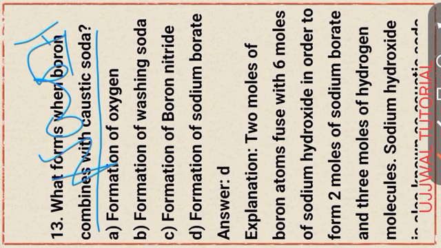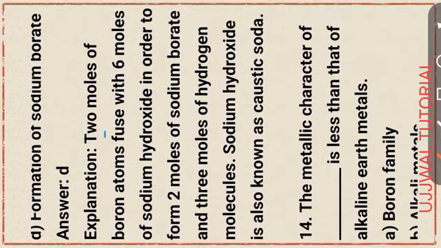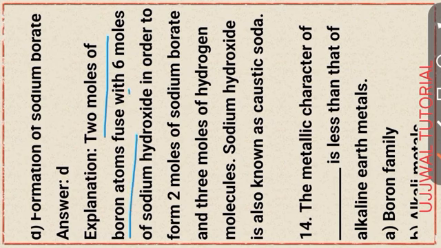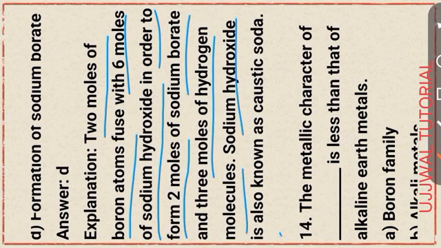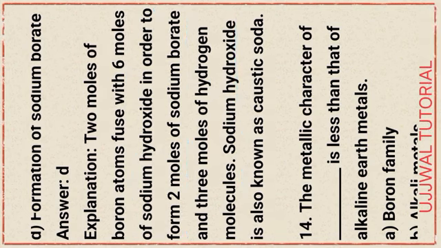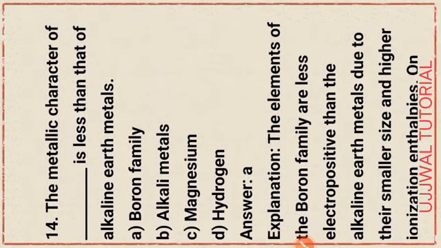Option D, that is formation of sodium borate. The reason is that 2 moles of boron atoms fused with 6 moles of sodium hydroxide, that is caustic soda, form 2 moles of sodium borate and 3 moles of hydrogen molecules. Sodium hydroxide is known as caustic soda. Next question, question number 14.